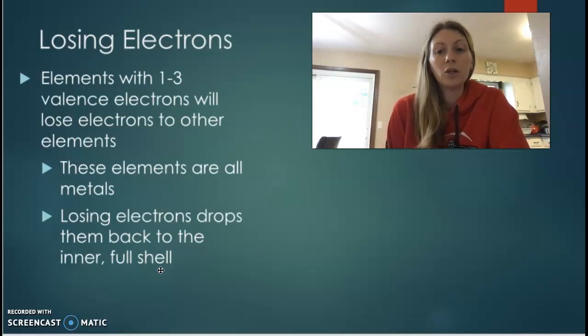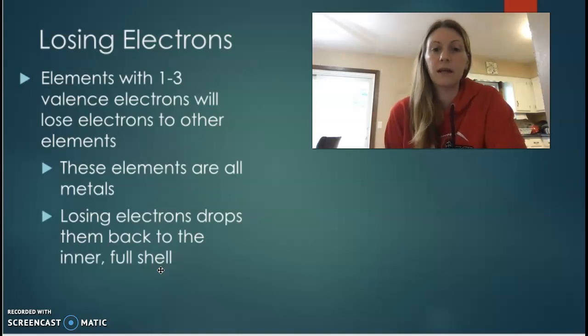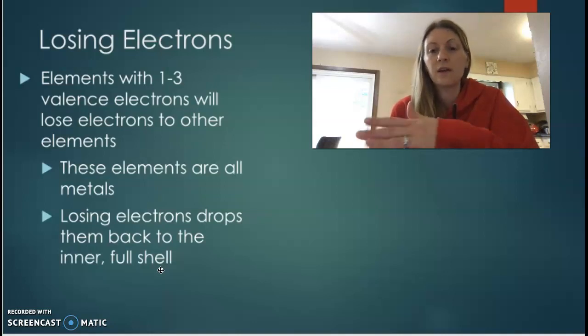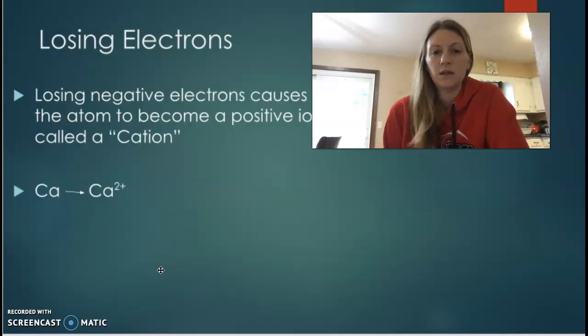If we're talking about losing electrons, you're usually talking about elements with 1 to 3 valence electrons. These are all metals, and they lose electrons by getting rid of those valence electrons, or those outer shell electrons, so that their inner shells or core electrons represent those full structures. This also creates a positive ion. So remember, an ion is any element with a charge. But if it's positive, we call it a cation.